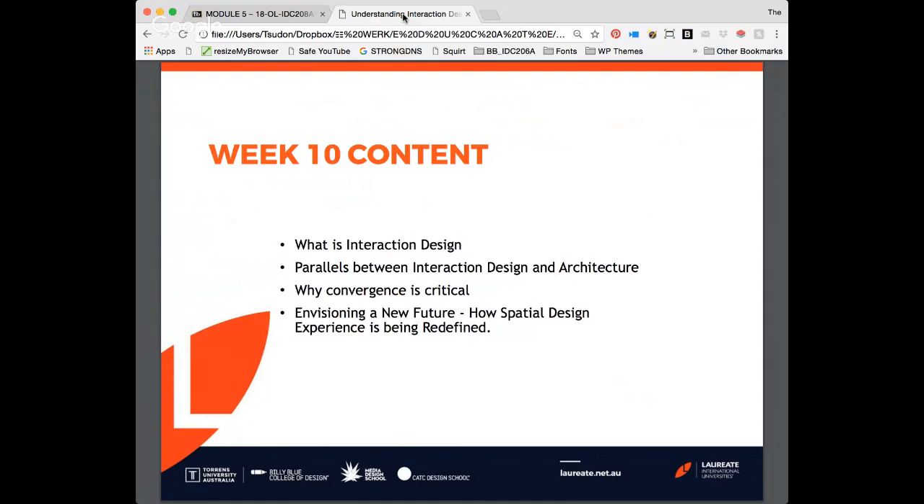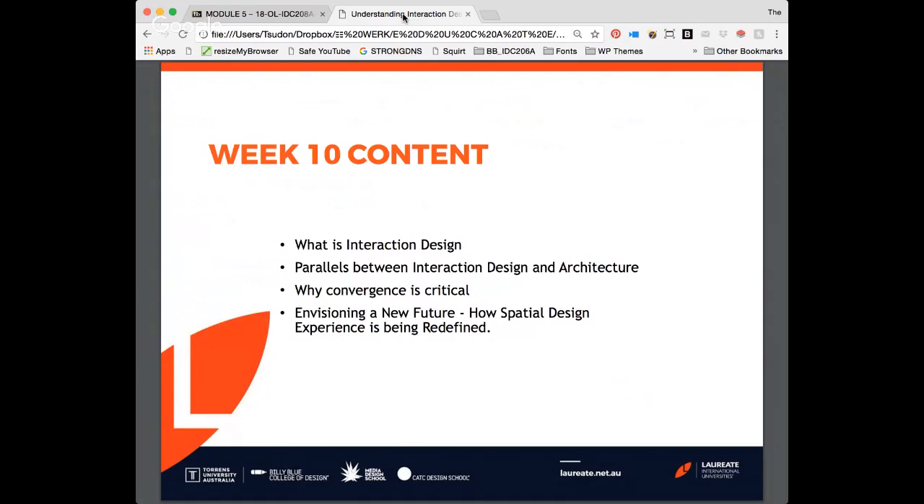What is interaction design? We look at some parallels between interaction design and architecture. We talk briefly about why convergence of these two worlds is critical moving into the future of spatial design as a whole. And then there's just a little bit at the end where we mention envisaging the future.